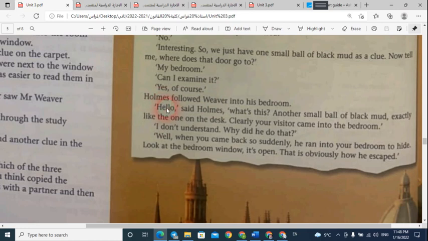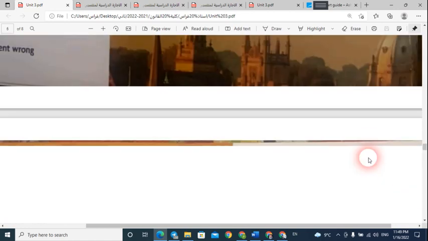"Hello," said Holmes. "What's this?" "Another small ball of black mud, exactly like the one on the desk. Clearly, your visitor came into the bedroom." "I don't understand. Why did he do that?" "Well, when you came back so suddenly, he ran into your bedroom to hide. Look at the bedroom window. It's open. That's obviously how he escaped."